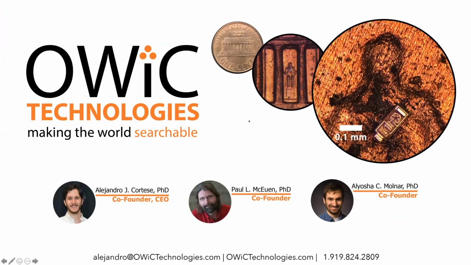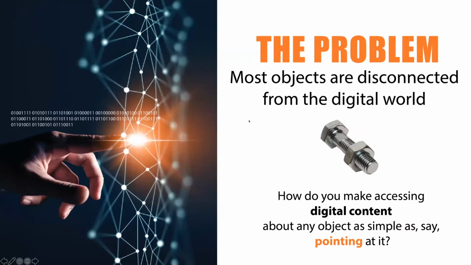So the large-scale problem that we're trying to solve is that most objects are totally disconnected from the digital world. Almost all objects that you would hold in your hand have no link to all the valuable digital information about them that could be online. This is true for anything from things you buy off of Amazon to the objects in your house or office. But I'm going to give you a specific example, a little bit innocuous, of a simple bolt. How could you access the digital content related to something as simple as a bolt?